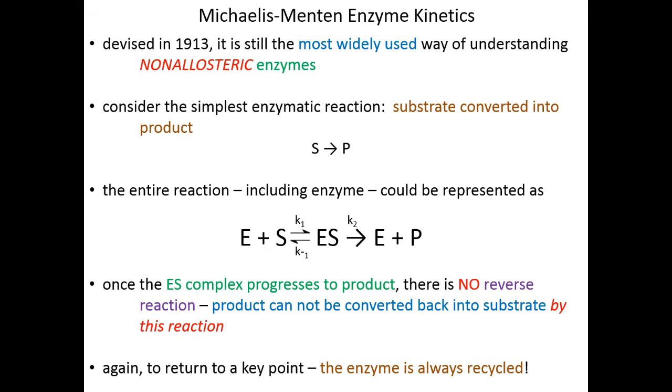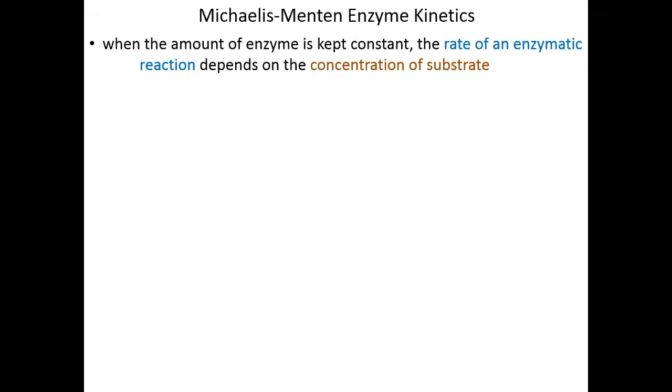Enzymes recycle. We see that this reaction started with free enzyme and ends with free enzyme. Enzyme is not altered or changed by this reaction, and enzyme recycles to repeat this process over again. Now, if we think of a hypothetical reaction where we keep the amount of enzyme constant, we don't add any more or any less, the rate of such a reaction would depend solely on the concentration of substrate. Add more substrate, the reaction should go faster. Add less substrate, the reaction should go slower. Not surprising. If enzyme is there and it's constant, the only thing controlling the rate of the reaction would be substrate.